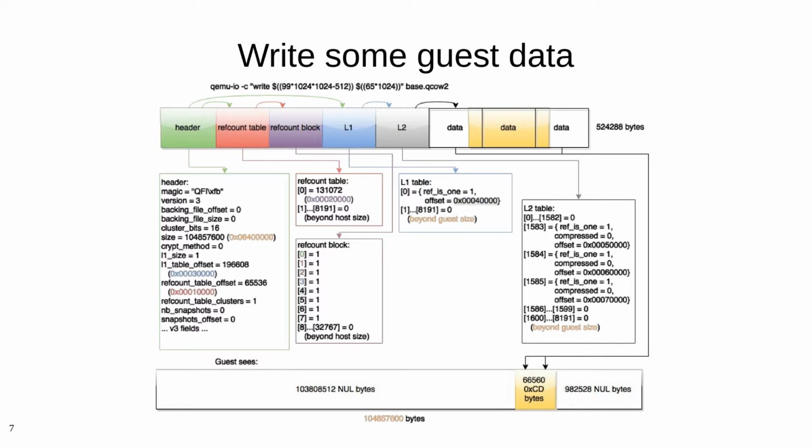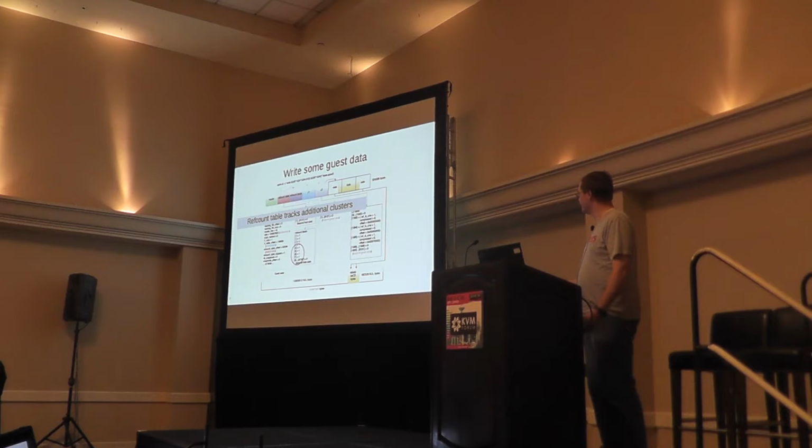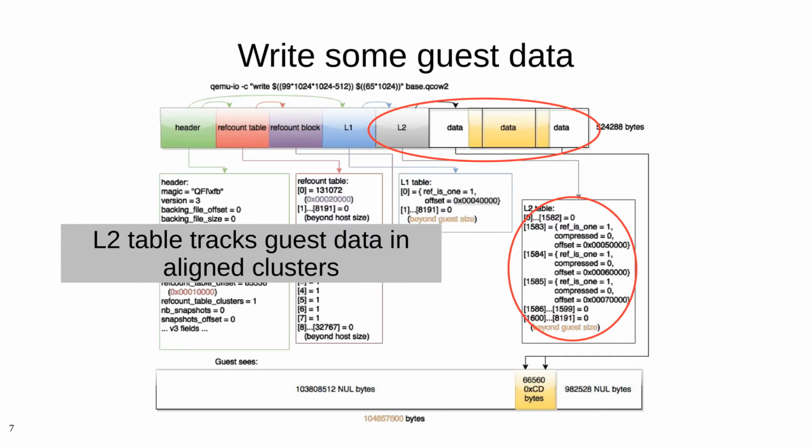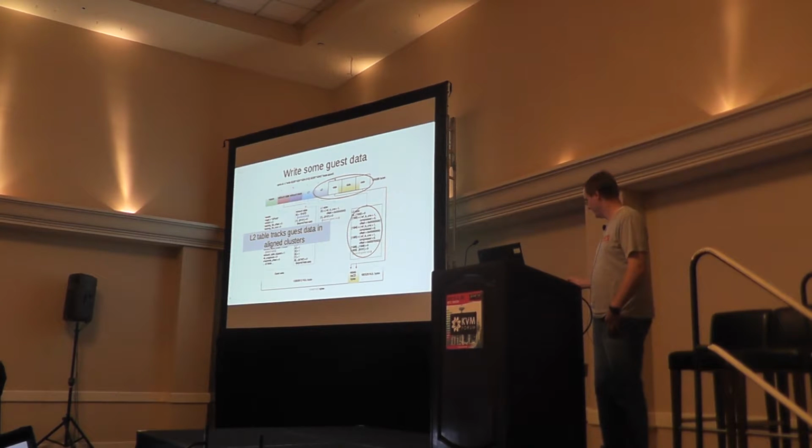Now that I've got some data, our diagram is a bit more complex. First thing to notice, we added some additional ref count blocks to track that we added new clusters. Other thing to notice is we added an L2 table, and that L2 table covers 3 clusters of data. So I stuck some data in the middle of the file near the 99 megabyte mark. I intentionally wrote 65K of data, which was not cluster aligned, just to see what would happen.